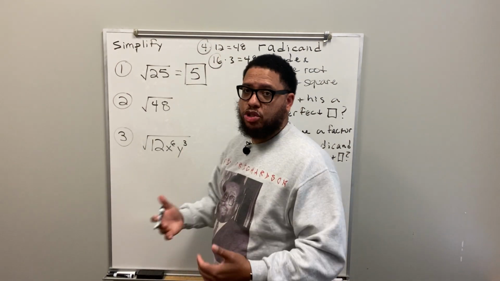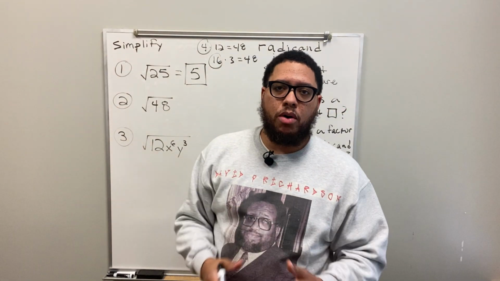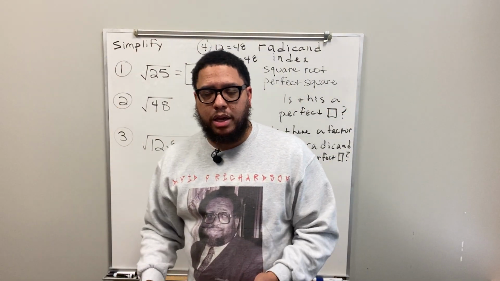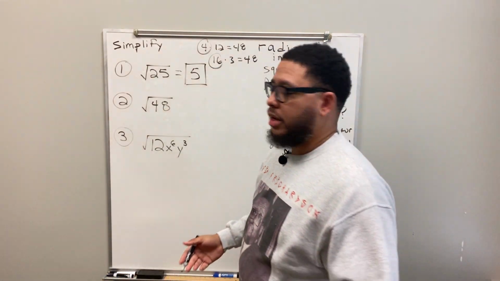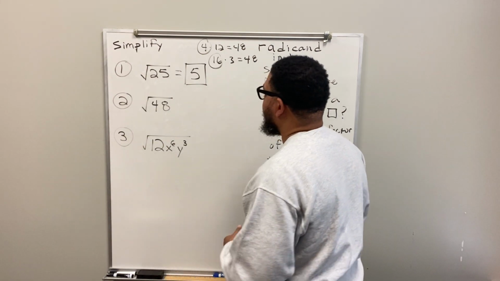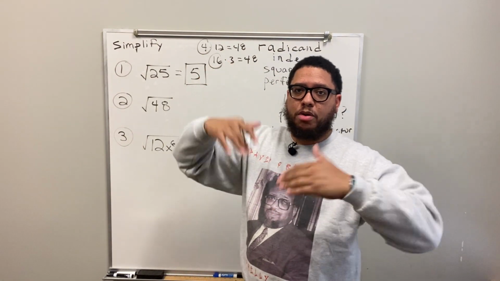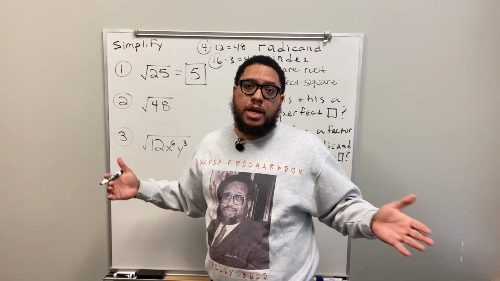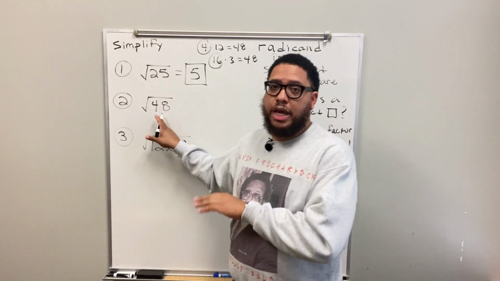This is the process that you've got to go through. If this radicand is not a perfect square, you've got to think about what the factors of this radicand are, and what's the biggest one that is a perfect square. Or does it have one that's a perfect square? Because not every number has a perfect square factor. It just so happens that 48 does.